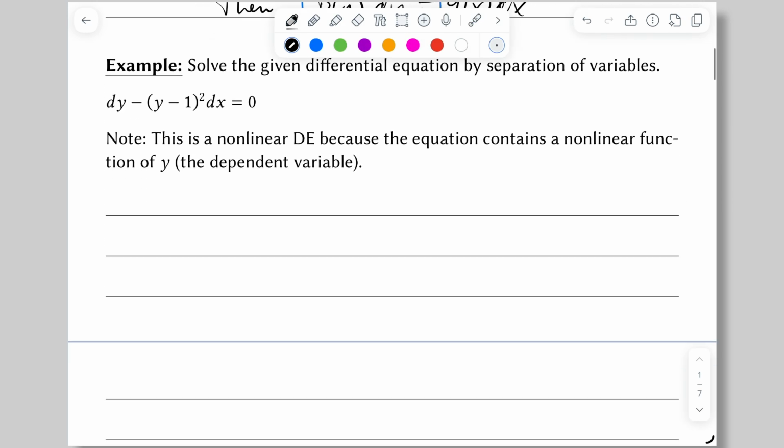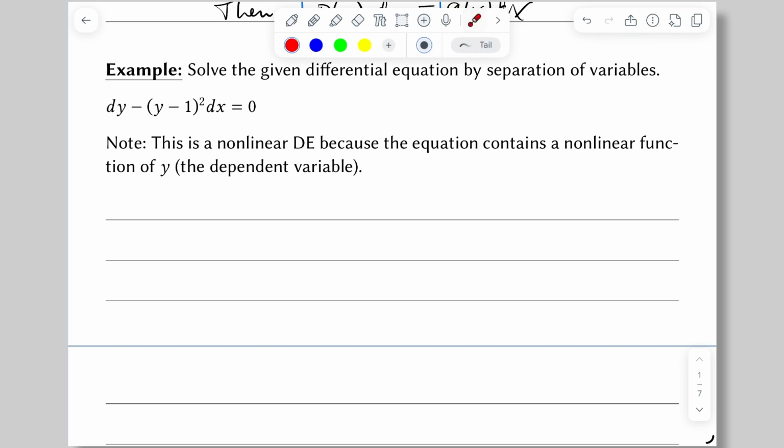We're going to go ahead and jump into our first example. We have a differential equation dy minus the quantity of y minus 1 squared dx equals 0. I'm including a note here that since the y function, the unknown function, dependent variable, is wrapped up inside of a squared exponent of 2, that makes this a nonlinear differential equation.